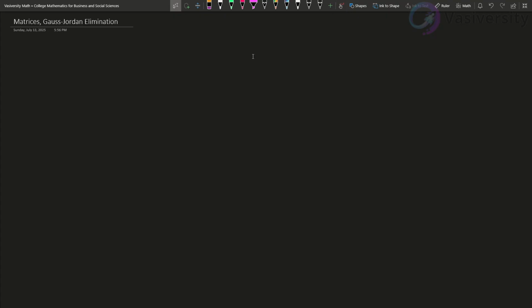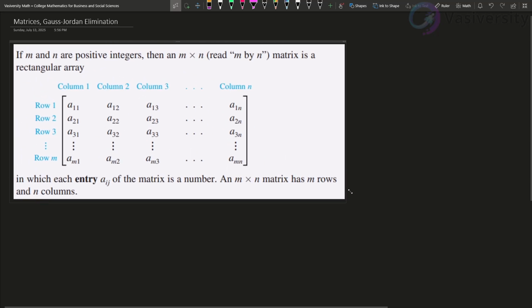In the previous few lessons we were dealing with systems of equations: systems of two equations, three equations, substitution, elimination, Gauss elimination. So now let's introduce matrices. They help us perform systems of equations much faster. So let's take a look at the definition of a matrix.